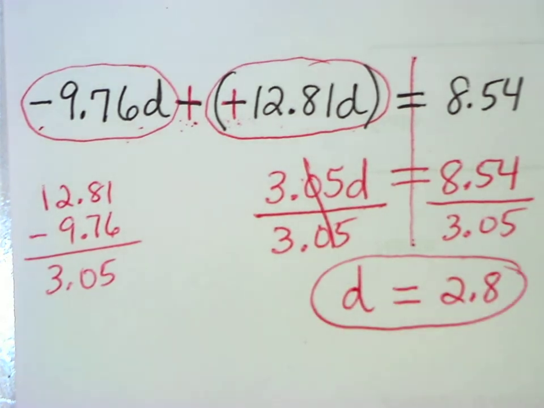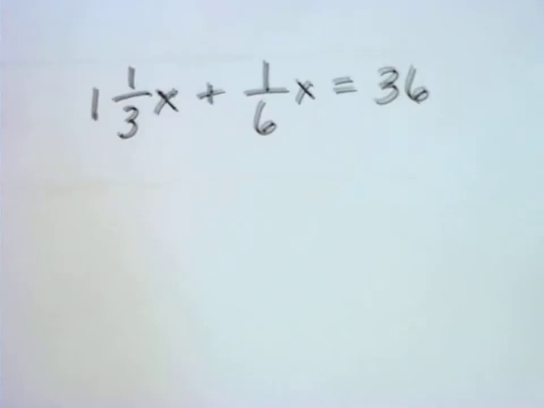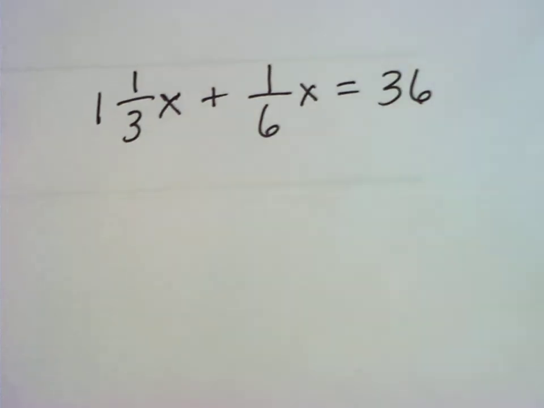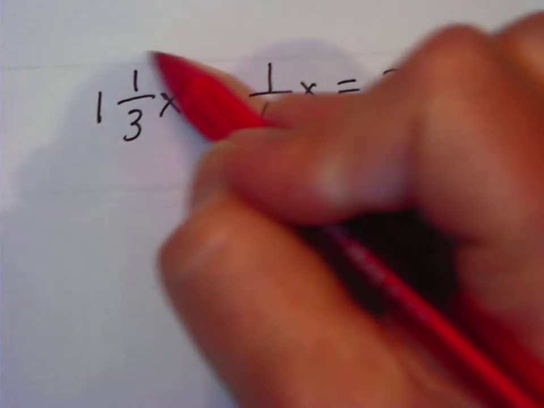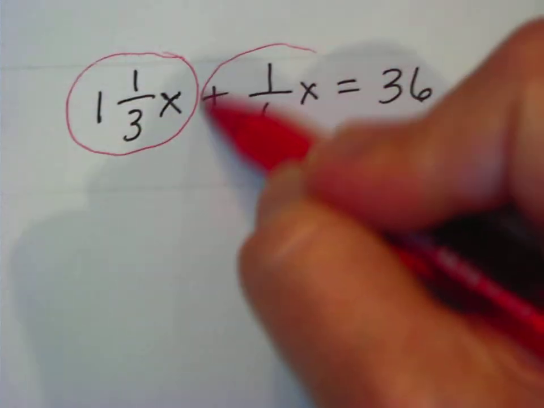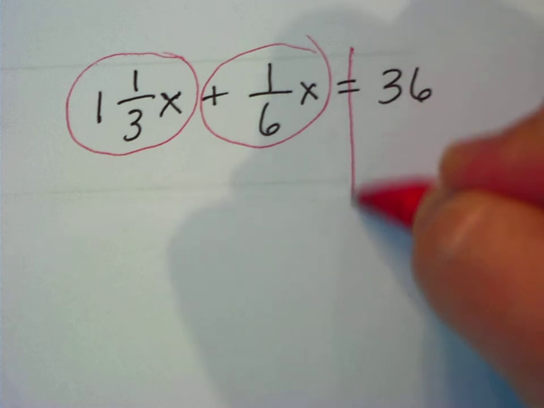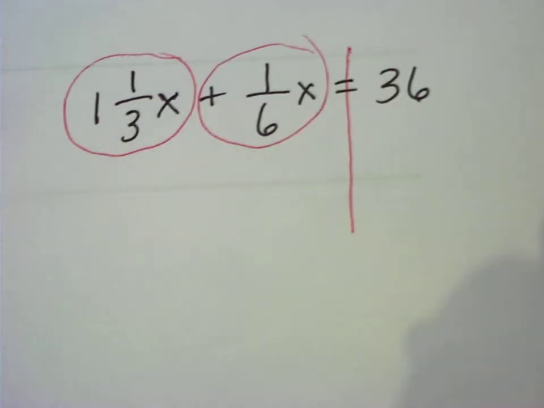2.8. Okay, let's look at another one. This time, let's look at one with fractions. Okay, so we have 1 1/3 x plus 1/6 x equals 36. So these are my like terms. They both have an x, and they're both positive. They're both on the same side, so I need to combine those.